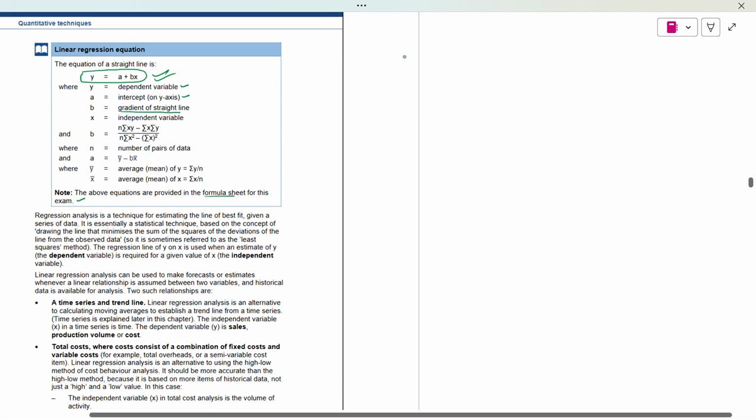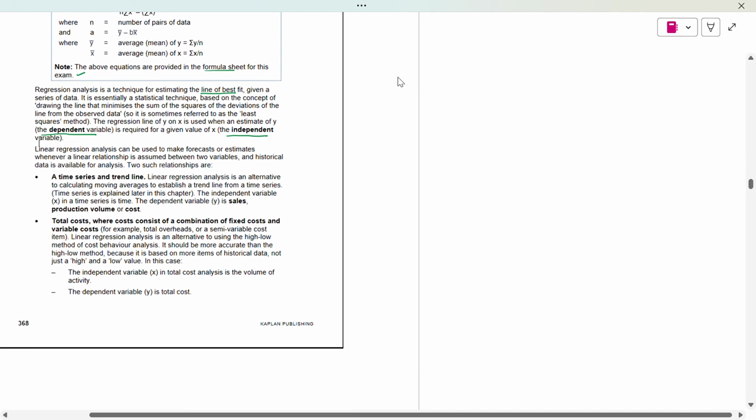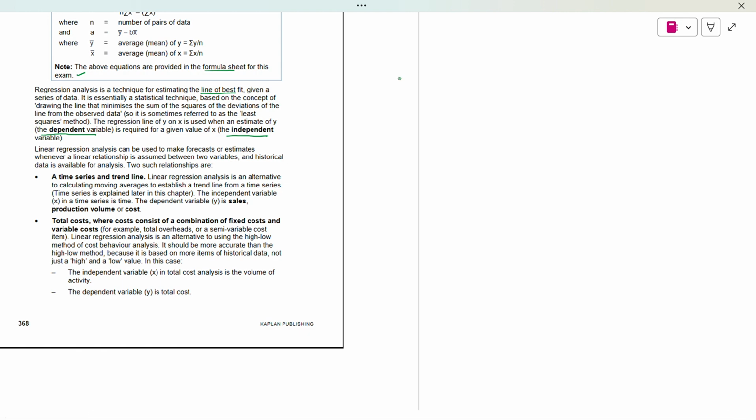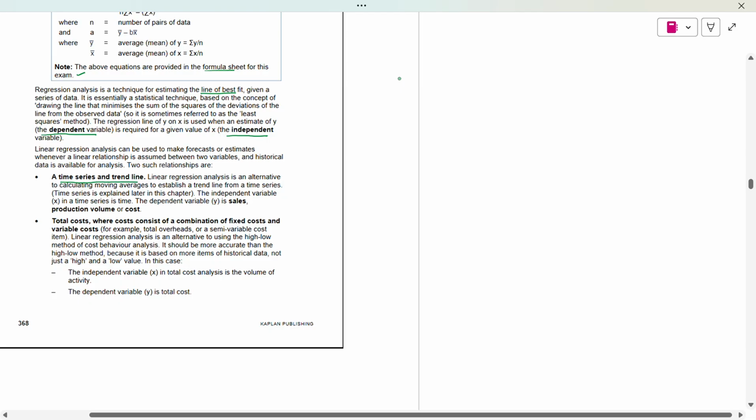Regression analysis is a technique for estimating what we call the line of best fit. We know one variable, we will identify another variable. Here we estimate y, the dependent variable, from the value of x, the independent variable. Read again, I am going to take the important point. There is another method called time series or trend line. We are using the trend line, what is the trend, plus or minus.